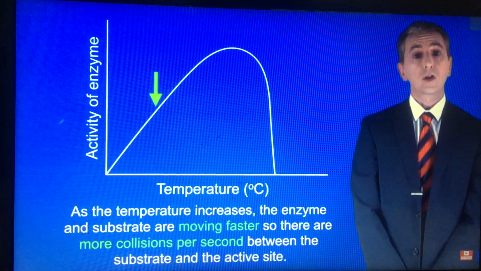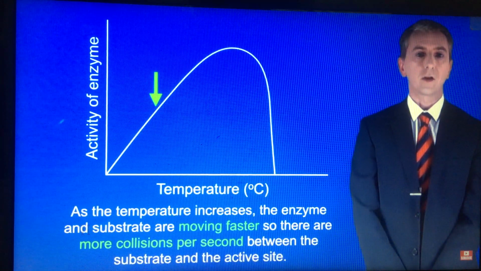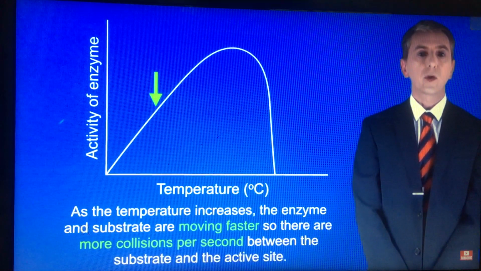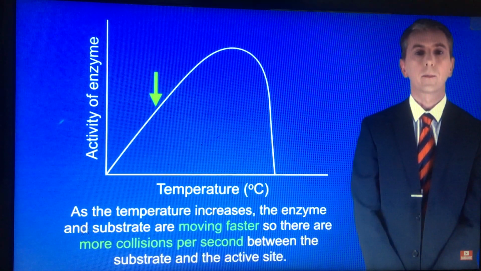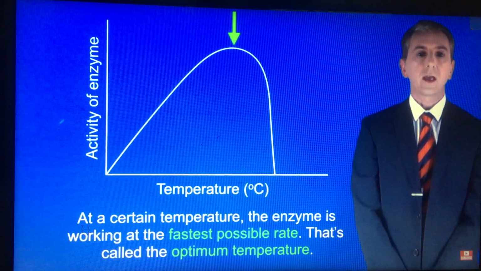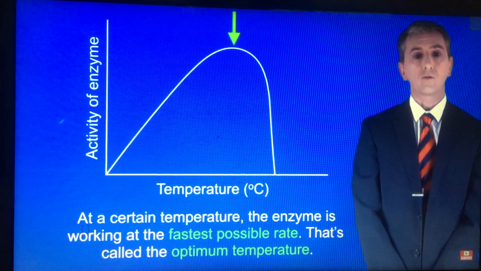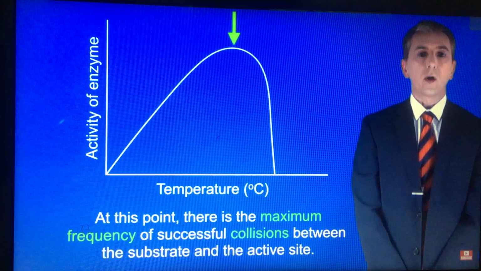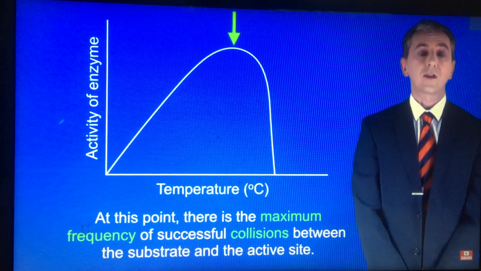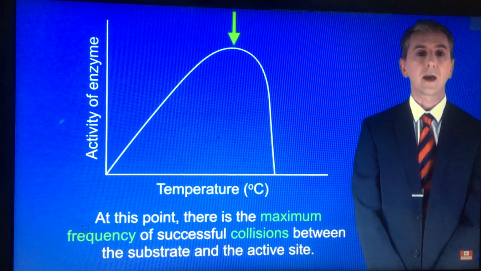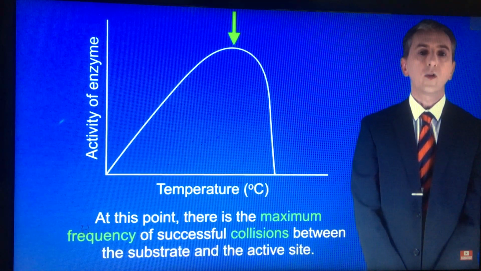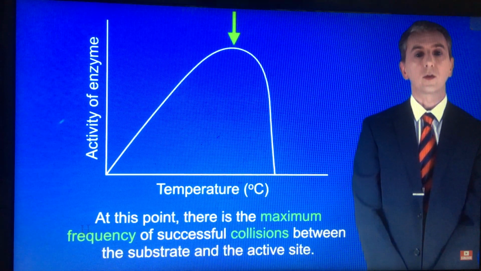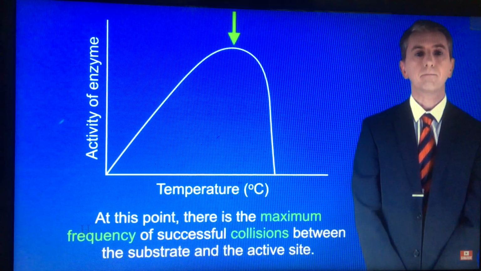That's because as the temperature increases, the enzyme and the substrate are moving faster. That means there are more collisions per second between the substrate and the active site. At a certain temperature, the enzyme's working at the fastest possible rate, and that's called the optimum temperature. At this point, there's the maximum frequency of successful collisions between the substrate and the active site. For most human enzymes, the optimum temperature is 37 degrees Celsius, which is human body temperature.